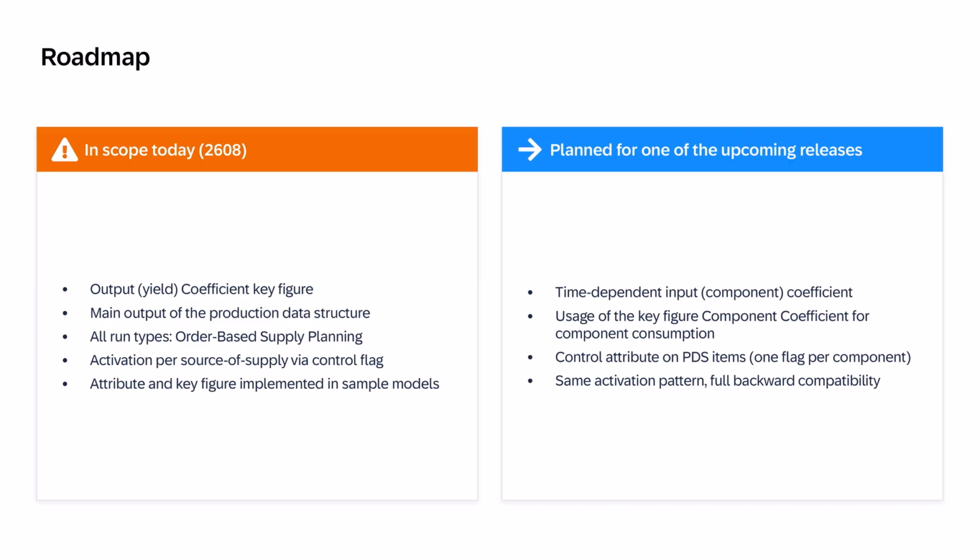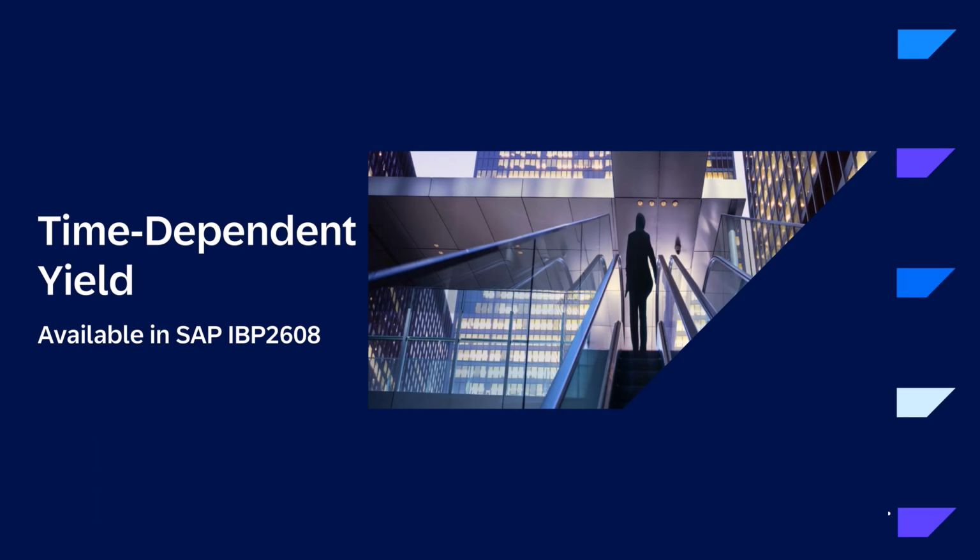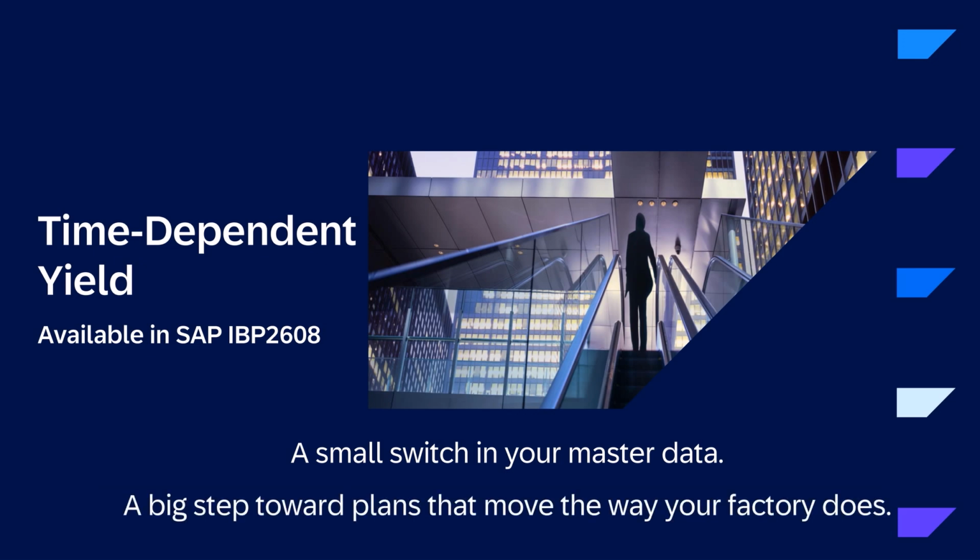Planned for one of the upcoming releases, the matching capability for component coefficients, so input ratios can also flow with time. That closes the loop for process and food industries where both sides of the recipe drift together. Time-dependent yield, available in SAP IBP 2608. A small switch in your master data. A big step toward plans that move the way your factory does.